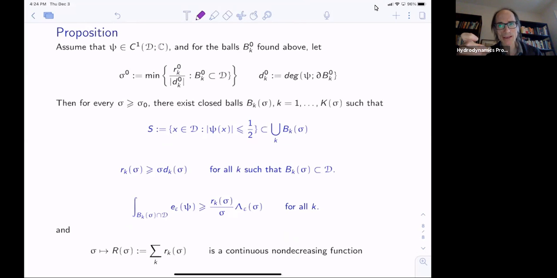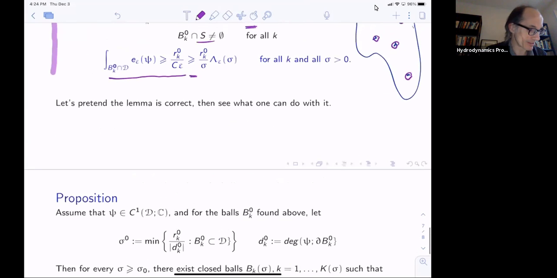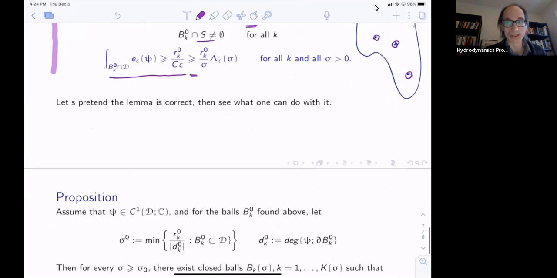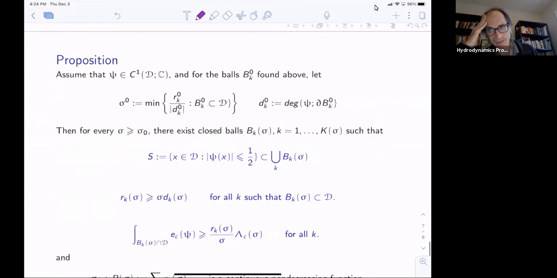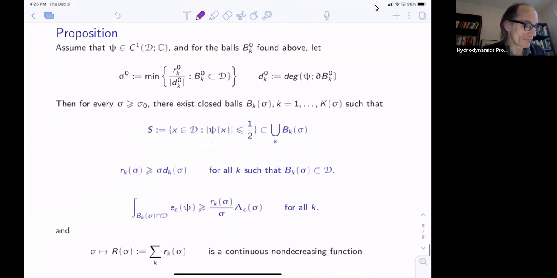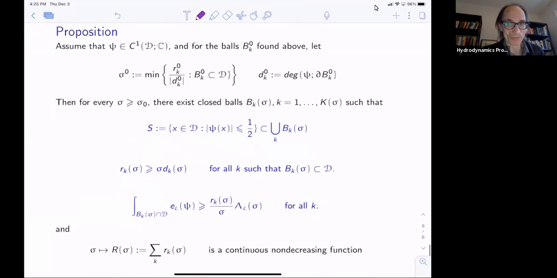So there can't be too many of these balls, because if I'm always imagining the total energy is of order log epsilon, well then each ball has energy at least order 1, and so the number of balls can diverge, but it can converge slowly. Okay, so I found these balls. There are at most log 1 over epsilon balls.